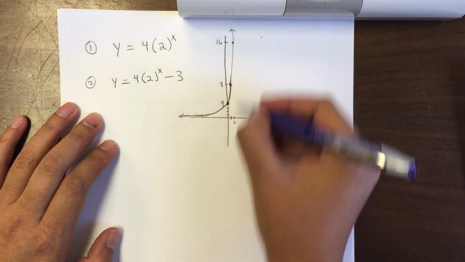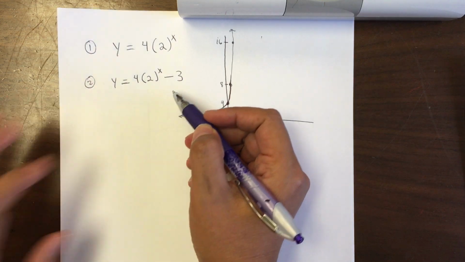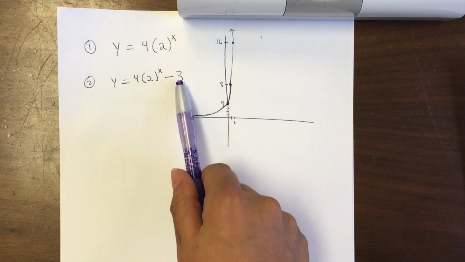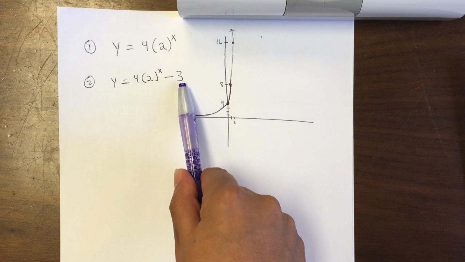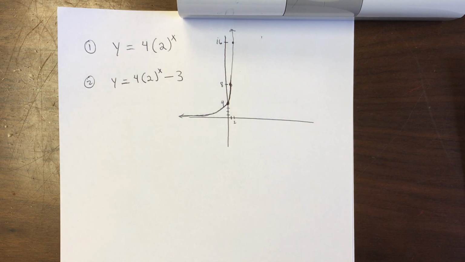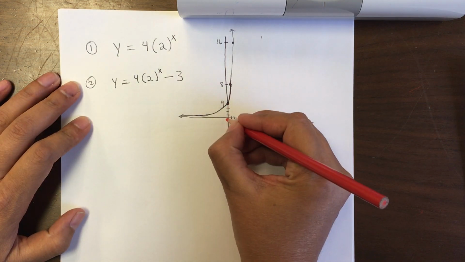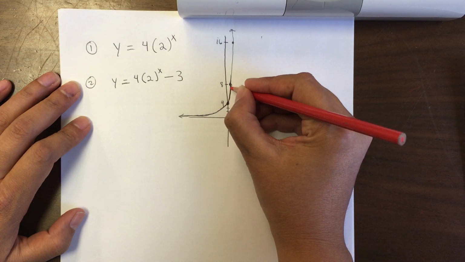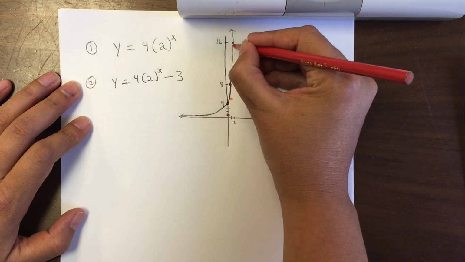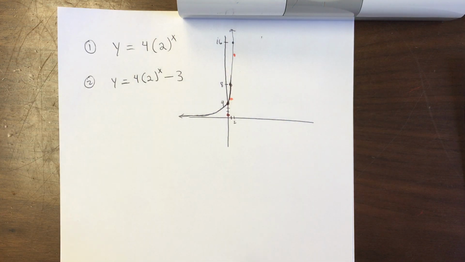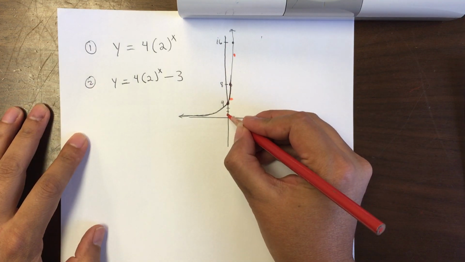If I subtract 3, that means every point is going to go 3 down. Let me see. Instead of 4, it's going to be at 1. Instead of 8, it's going to be at 5. Instead of 16, it's going to be at 13. So something like that.